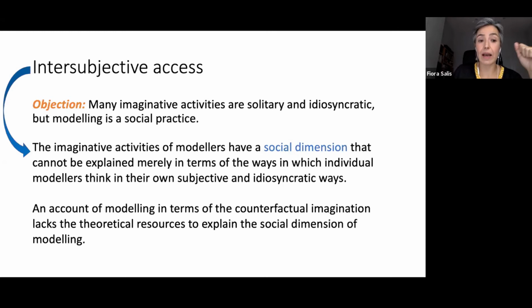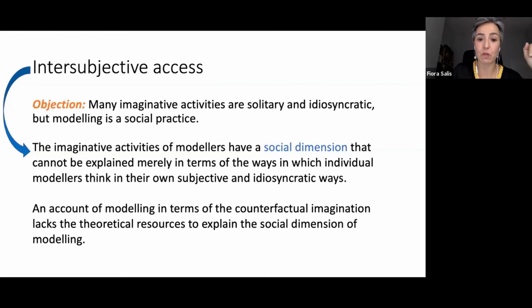So any account of modeling in terms of the counterfactual imagination lacks the theoretical resources to explain the social dimension of modeling. And this constitutes a further challenge for this view. Not one that cannot be overcome, but one that has not been addressed yet. So we don't have a solution to this problem.